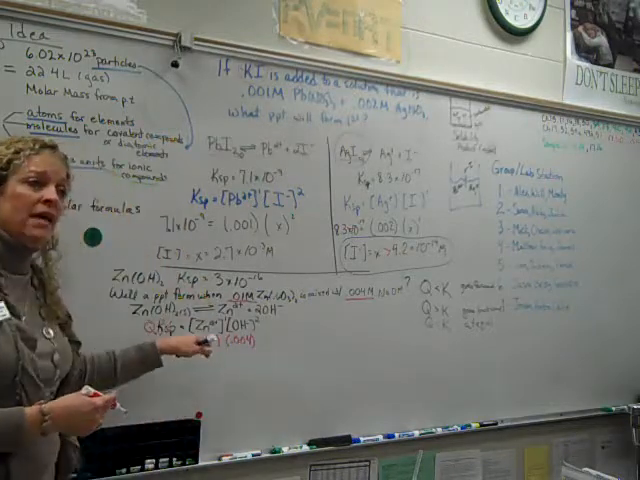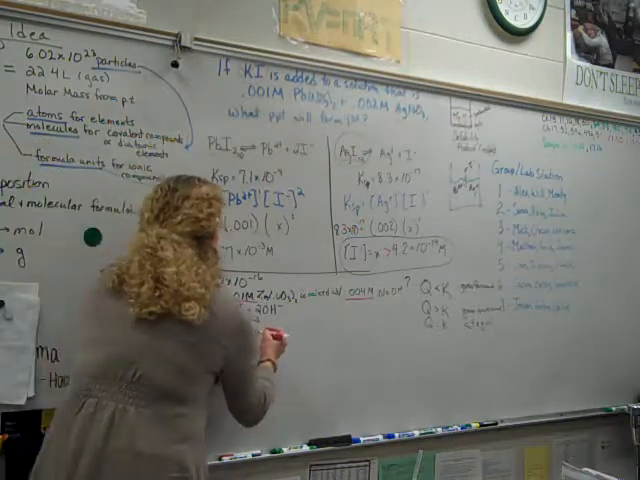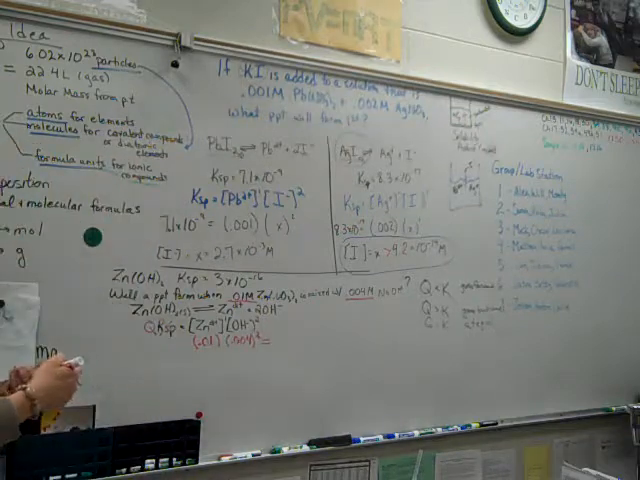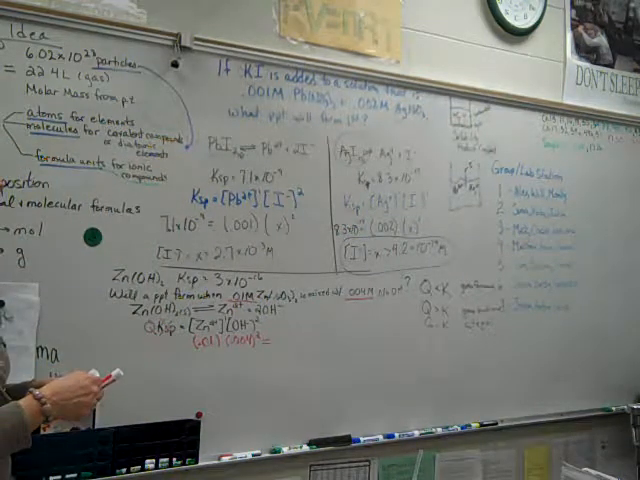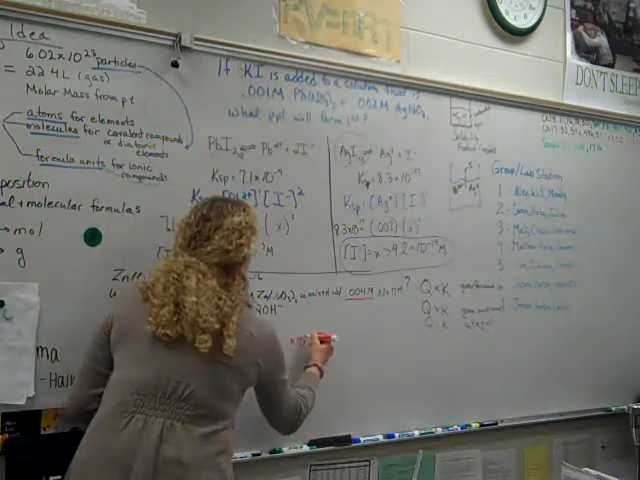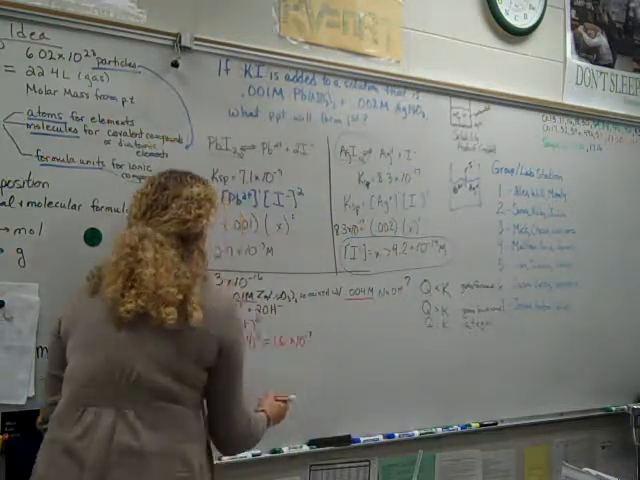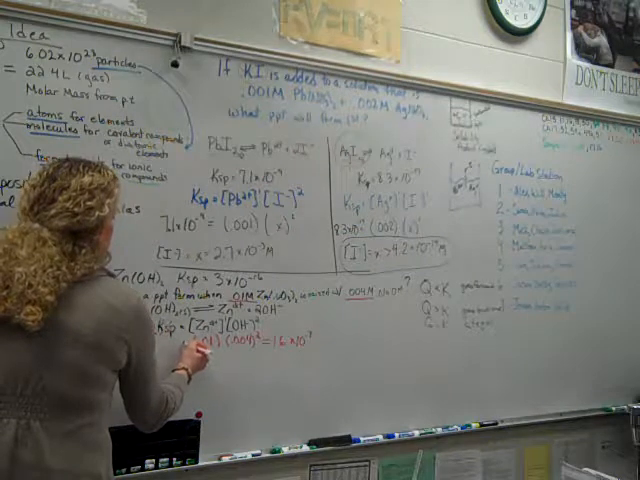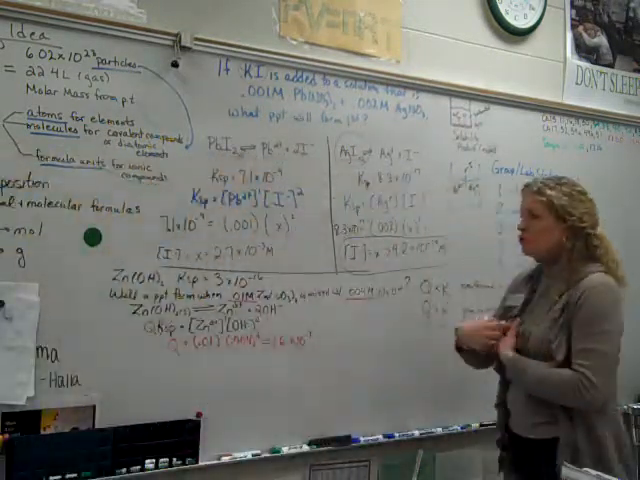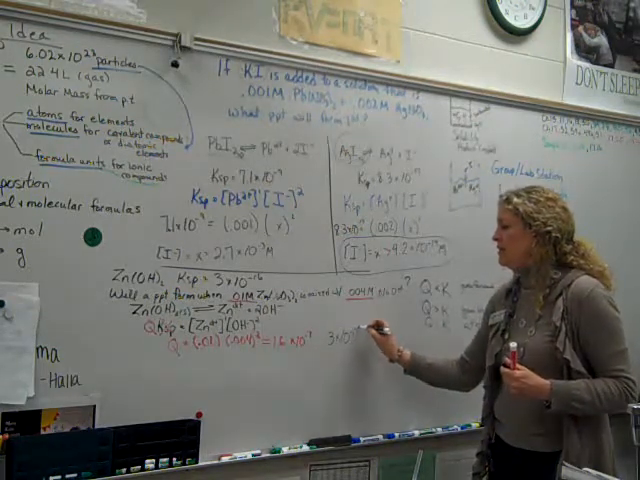And what does our K expression or our Q expression say to do to the 0.004? Square it. Okay? Pop that in your calculator. Tell me what you guys get. 1.6 times 10 to the negative 7. Now remember, guys, this is the Q value. How does it compare to the K? It's bigger. It's huge compared to the K, isn't it?